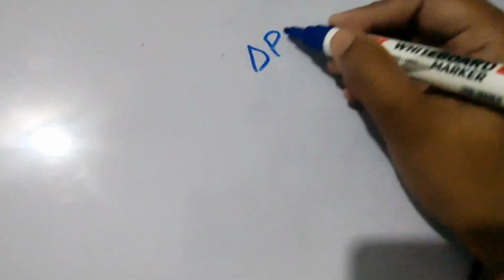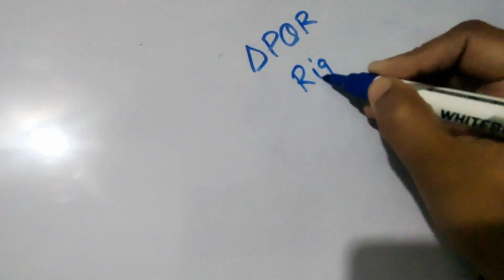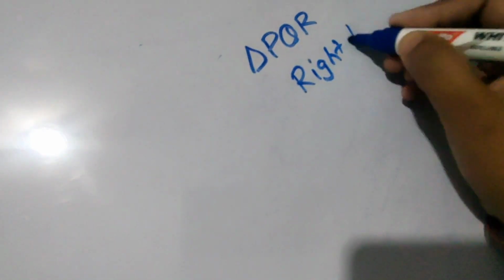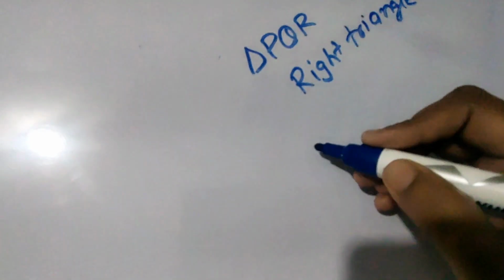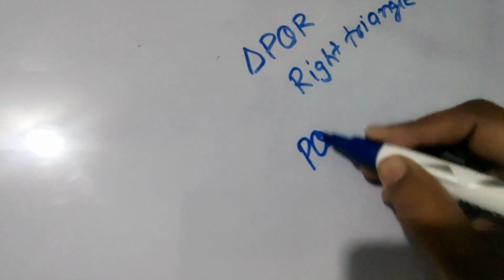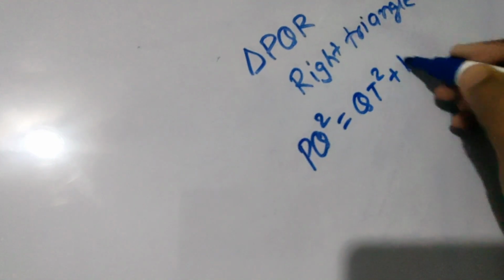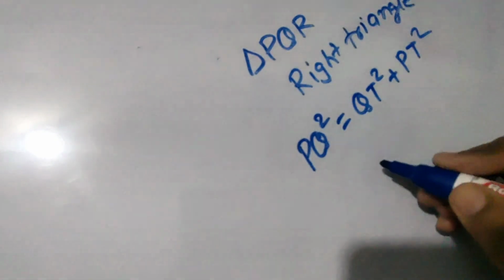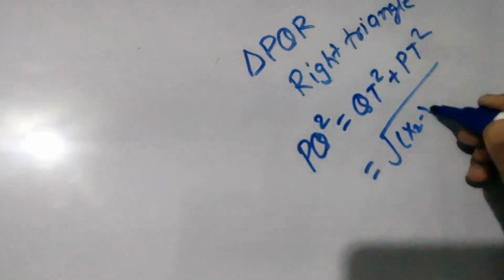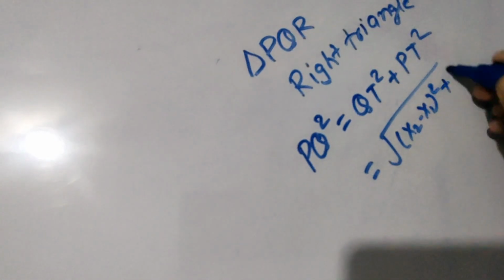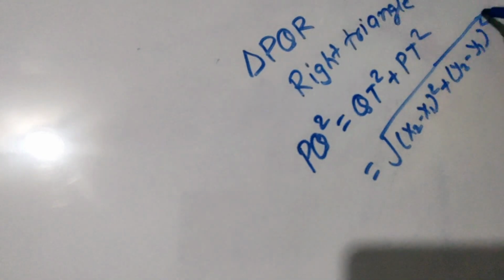Triangle PQR is a right triangle. Then PQ square equals QR square plus PR square. The QR value is (x2 minus x1) square plus (y2 minus y1) square.